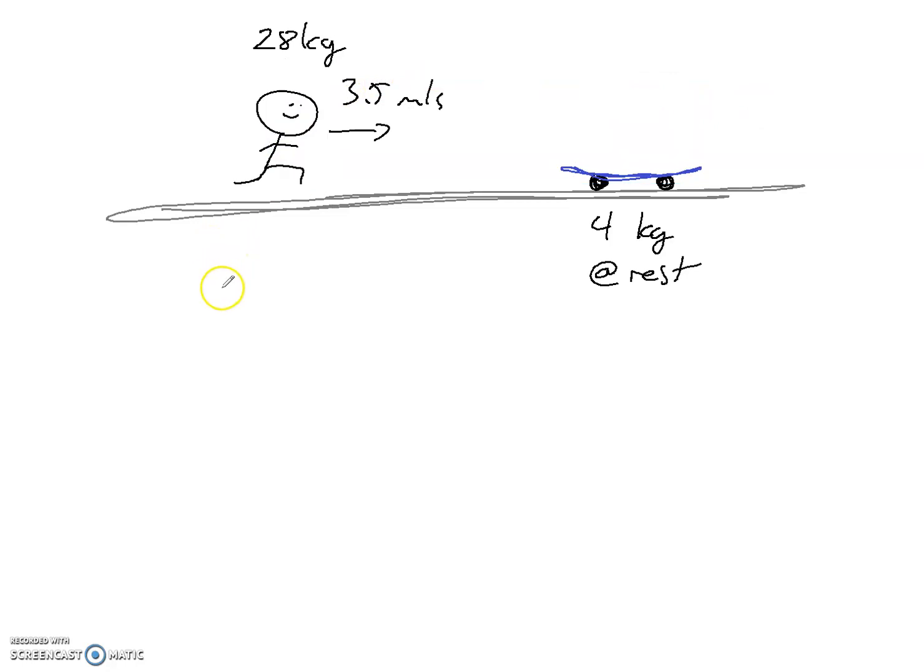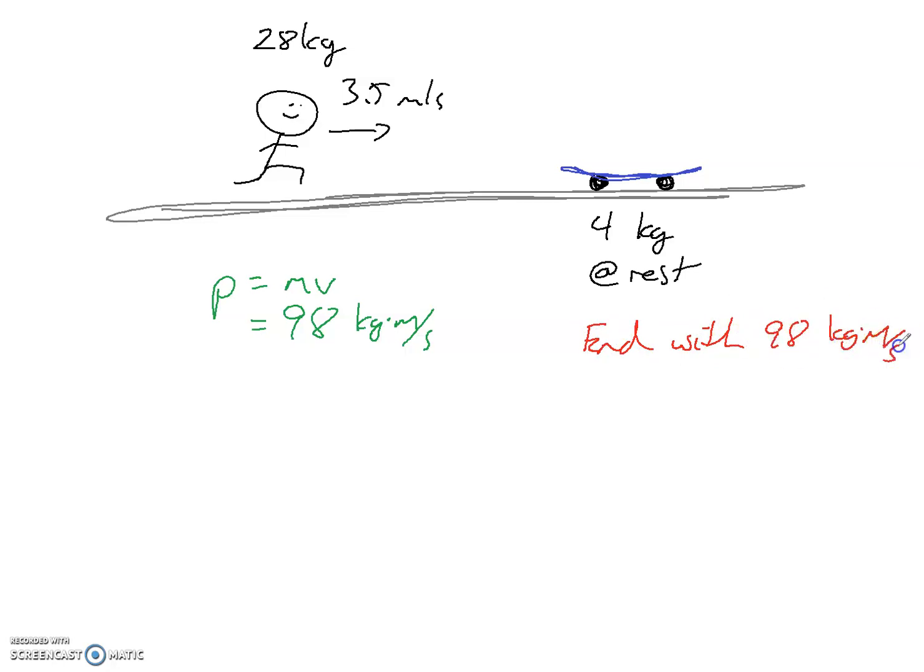If I start by finding his momentum, just do P equals mv for the kid. We've got the 28 kilograms, times 3.5, and he's got 98 kilogram meters per second for momentum. Now that's the only momentum we're starting with. The skateboard over here has no momentum whatsoever because it's not moving. So if this is the only momentum we're starting with, this is what we have to end with. So we also have to end with 98 kilogram meters per second.